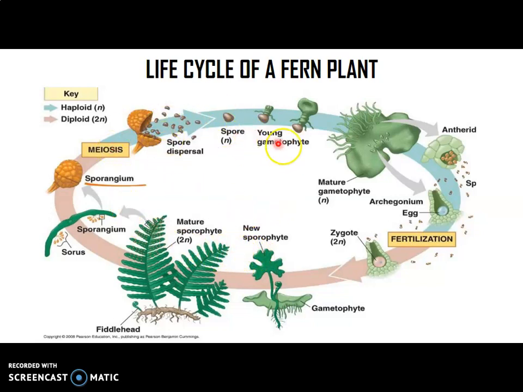In this life cycle, you also observe alternation of generation, but here the familiar phase is the sporophyte. If you see a fern plant, you always see something like this. This fern plant is the familiar phase that we normally see. But in the moss plant, the familiar phase is the gametophyte, not the sporophyte. Both of them undergo alternation of generation, but their dominant phase differs. The dominant phase of a moss plant is the gametophyte, while the dominant phase of a fern plant is the sporophyte.